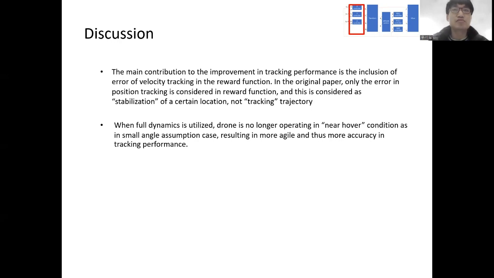The main contribution to the improvement in tracking performance is the inclusion of the error of velocity tracking in the reward function. In the original paper, only the error in position tracking is considered in the reward function, and this is considered as stabilization of a certain location, not tracking a trajectory. But now we consider the trajectory tracking problem. When fluid dynamics is utilized, the drone is no longer operating in near hover condition, as in the small angle assumption case, resulting in more agile and thus more accurate tracking performance.